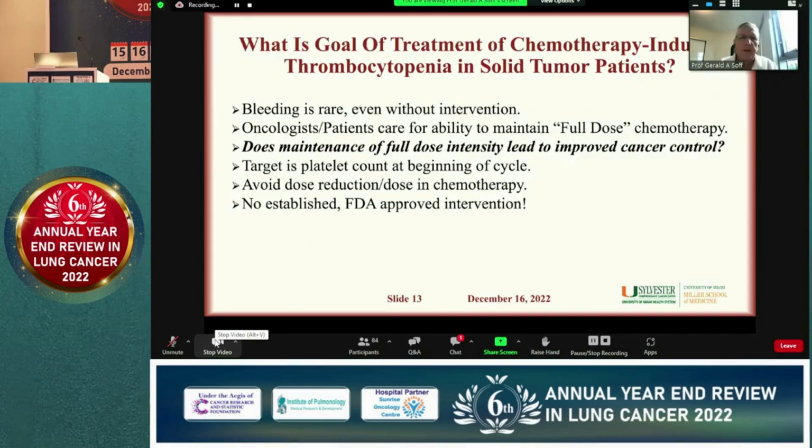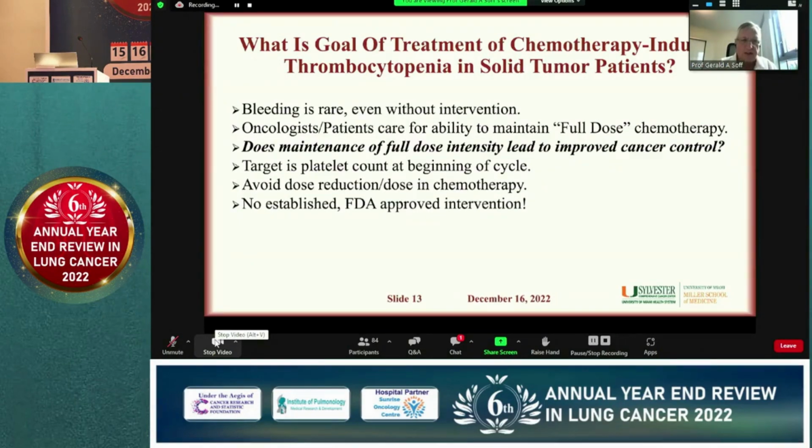So I want to emphasize here, this is the point. What is the goal of treating CIT? Obviously, we want to avoid bleeding, and we want to maintain full dose therapy because we believe it has a favorable impact for the patients. But that needs to be proven prospectively, not retrospectively.